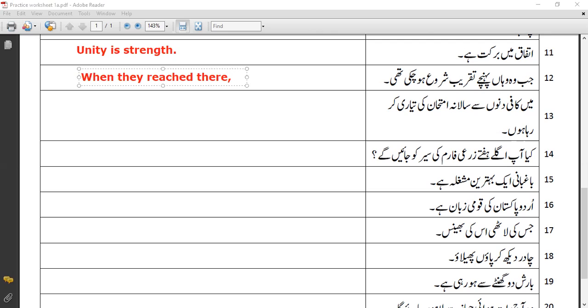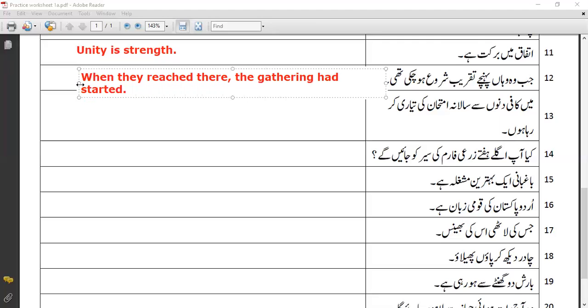Okay, for taqreeb you can use the word, when they reach there, the gathering, the party, the program, okay, had started. Shuru ho chuki thi. The next part of the sentence is past perfect. Had started. All right. So that is basically the translation. Okay.